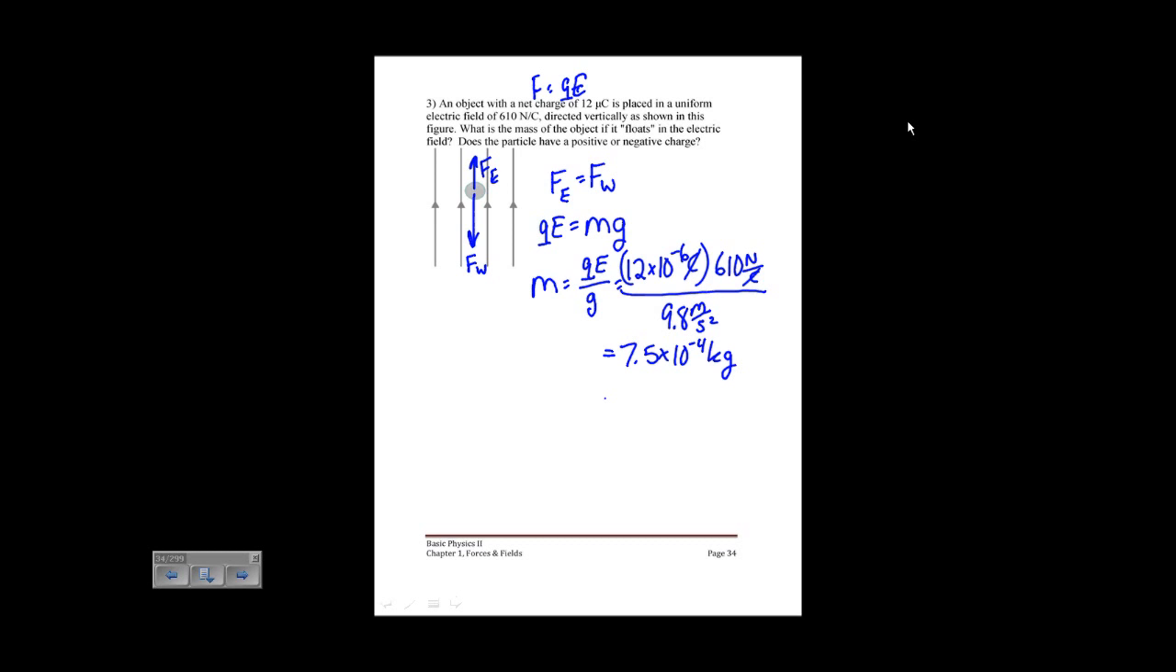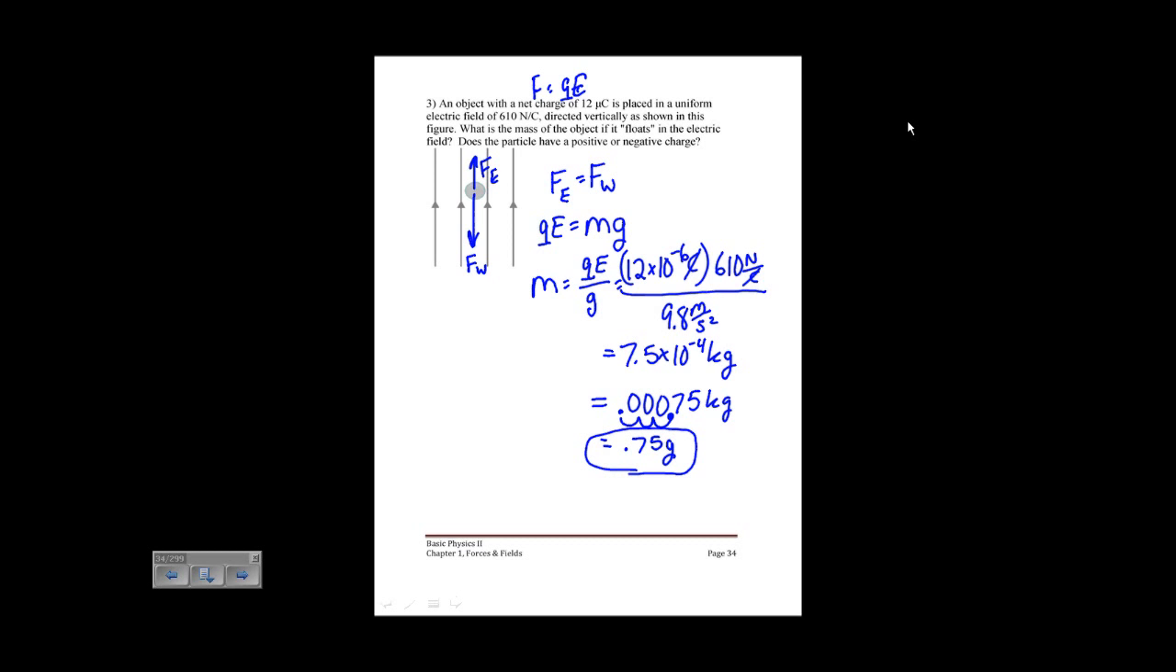See, and I express this in grams, so I'm going to expand out this scientific notation. And I want to express it in grams. That means I need to move my decimal place over 3 places. So this is equal to 0.75 grams. So that's the mass. That's the first question.